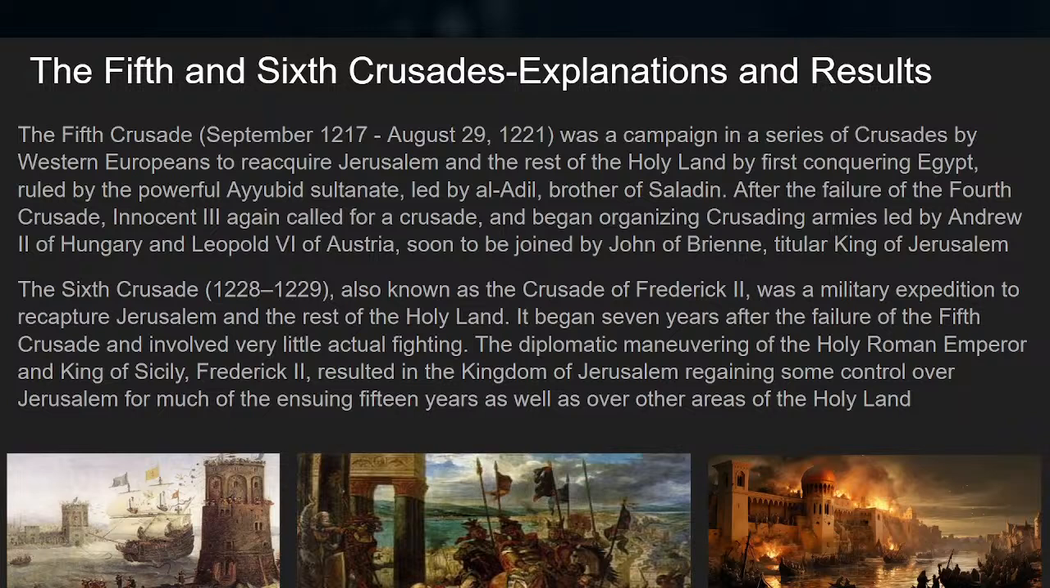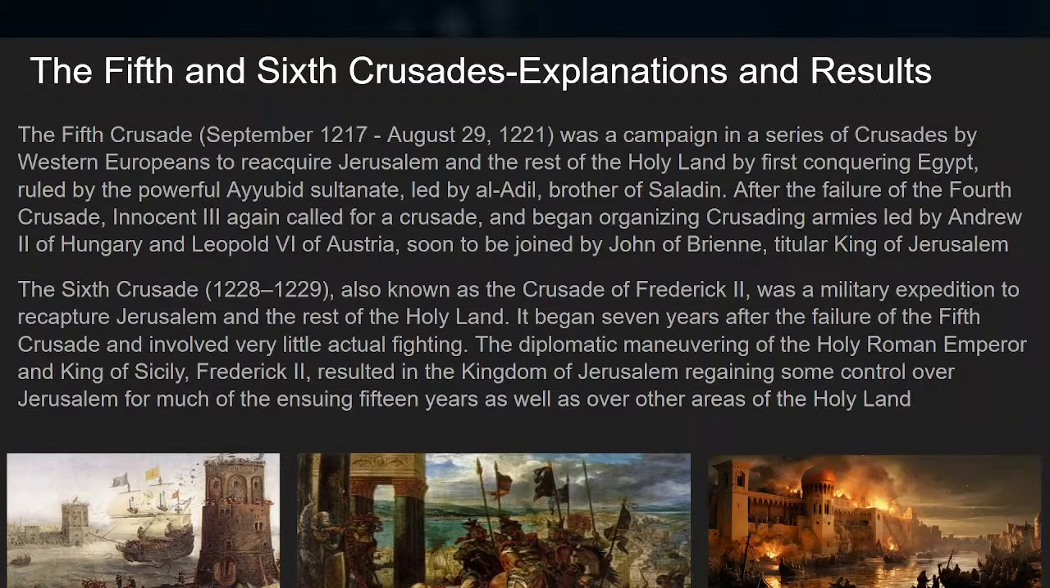titular king of Jerusalem. The Sixth Crusade, 1228 to 1229, also known as the Crusade of Frederick II, was a military expedition to recapture Jerusalem and the rest of the Holy Land. It began 7 years after the failure of the Fifth Crusade and involved very little actual fighting. The diplomatic maneuvering of the Holy Roman Emperor and King of Sicily, Frederick II, resulted in the Kingdom of Jerusalem regaining some control over Jerusalem for much of the ensuing 15 years, as well as over other areas of the Holy Land.